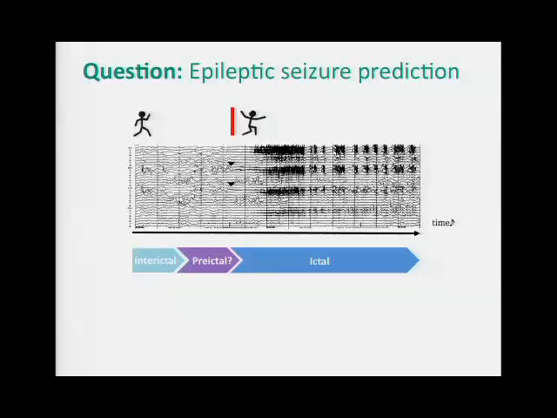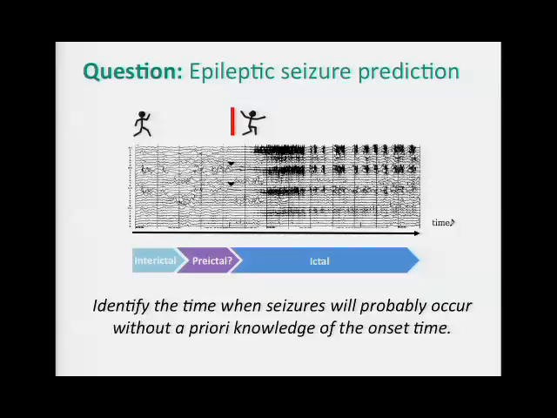Some people also call it proictal, but our question will be whether we can identify the time when the seizure will probably occur without a priori knowledge of the onset time. If we don't know the onset time, but we can detect something just before that will tell us when the seizure will occur.